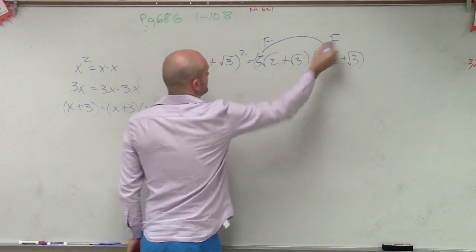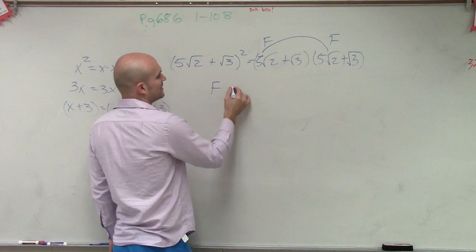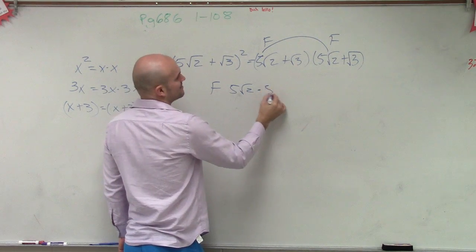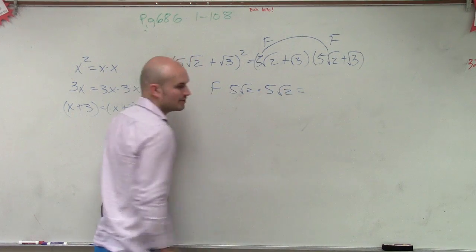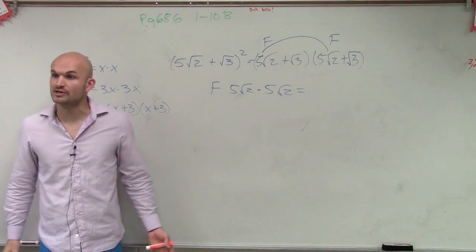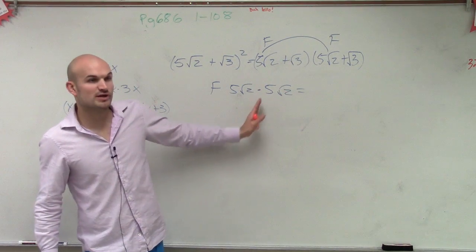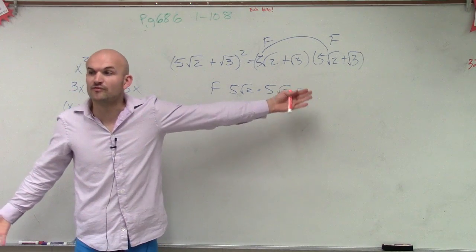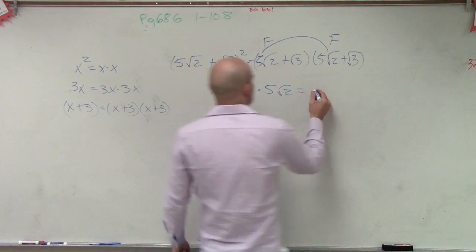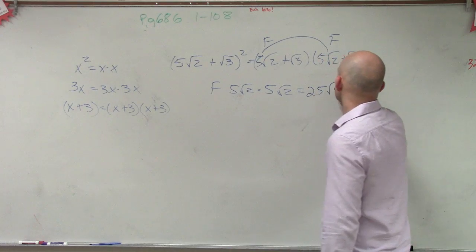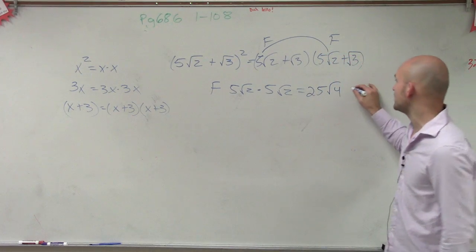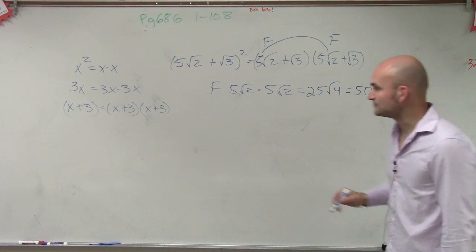You're going to multiply them. So FOIL would be 5 square root of 2 times 5 square root of 2. When you're multiplying radicals with numbers being already multiplied, you do 5 times 5, which is 25, times square root of 2 times square root of 2 would be the square root of 4, which is 2, but I'll write it out. So that'd be 25 times the square root of 4. Square root of 4 is 2, so that equals 50.